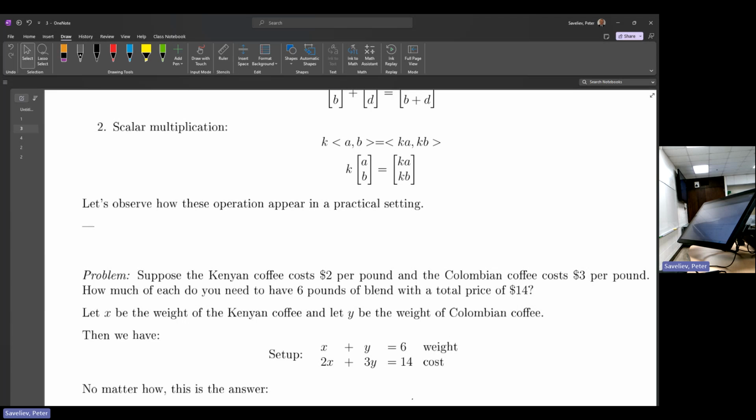Okay, so once again, all problems like that are solved by introducing variables. We introduce the variables, x to be the weight of the Kenyan coffee, y the weight of the Colombian coffee. Then the total weight x plus y is equal to 6, and 2x is the cost of the Kenyan coffee, 3y is the cost of the Colombian coffee, and so together 2x plus 3y is supposed to produce 14. So the first equation is about the weight, and the second equation about the cost.